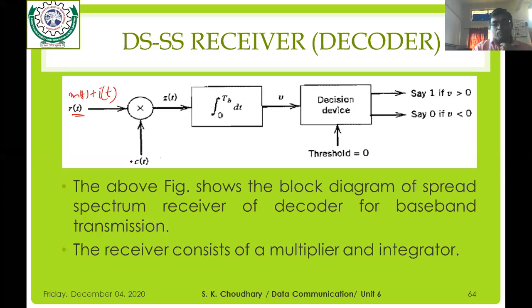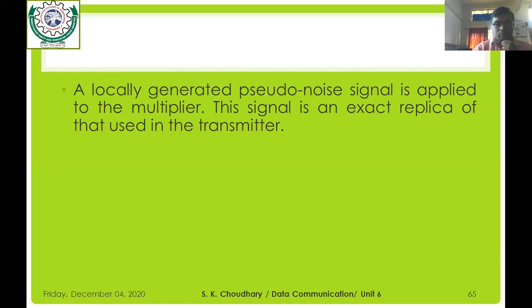After the product modulator we get the signal z(t), which is r(t) into c(t). Then it is passed through an integrator with limits 0 to Tb, the bit period, and a voltage signal V is generated. We compare this signal against the threshold value, which is set to 0. If it is greater than 0, then it is 1, and if it is less than 0, then 0 data is received. In this way we recover or decode the binary data 1010.